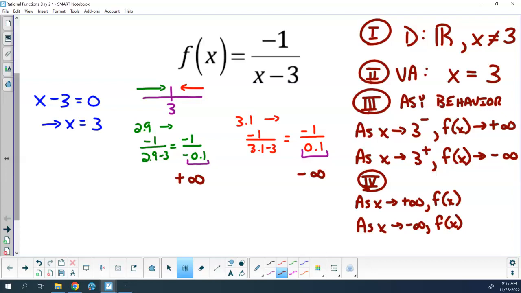Here we could pick a really, really large number, like let's say positive 1,000,000. If I plug that into my function, I'm going to have negative 1 over 1,000,000 minus 3, which is 999,997. And that's going to be a super small number, but it's going to be negative.